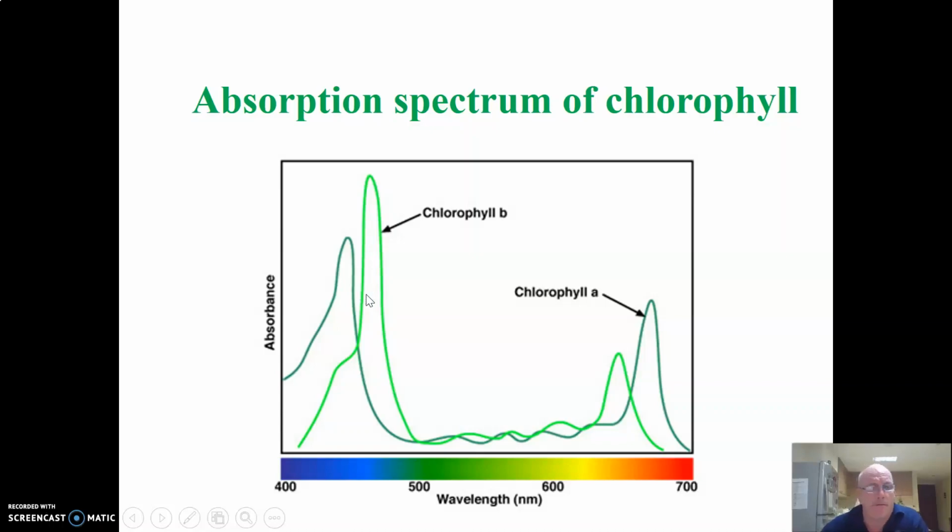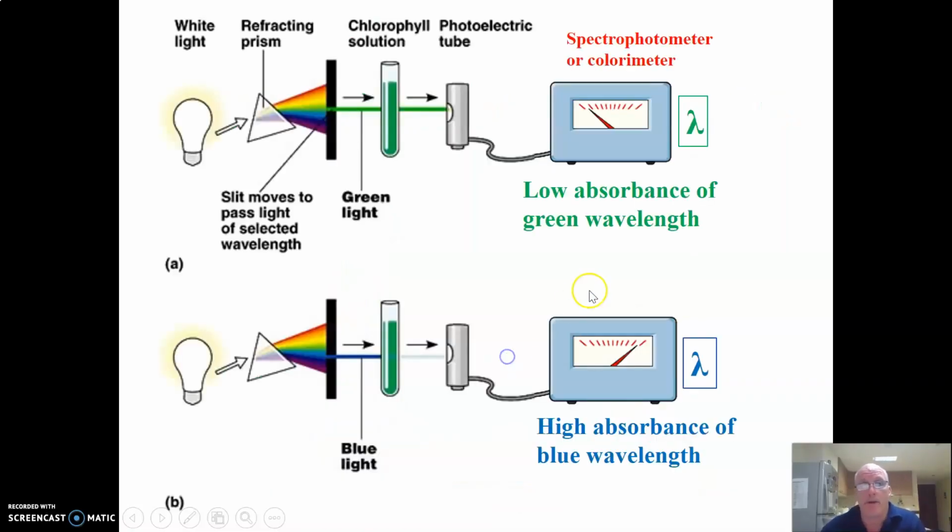Okay. Now, chlorophyll doesn't absorb green. That's why you see green. It's absorbing these wavelengths here, but the reason you see green is because it's not absorbing green. Now, if you had chlorophyll in a spectrophotometer or a colorimeter, if you selected a green wavelength, of course, it will go straight through. It'll be transmitted and the absorbance will be low.